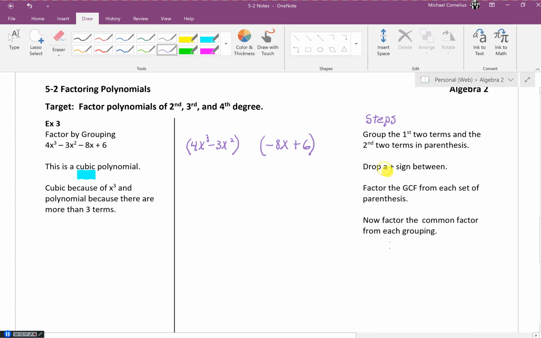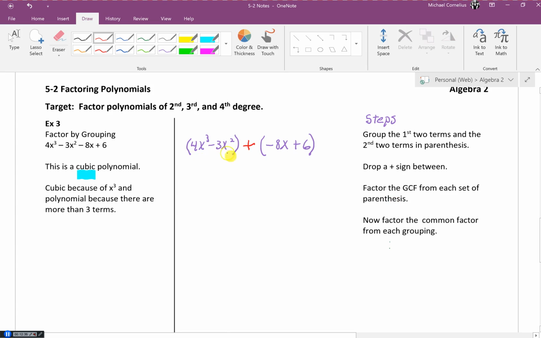My second step says to drop a plus sign in between. So I'll just go ahead and do that right there. That's why I left the space in there. My third step says to factor the greatest common factor from each set of parentheses. That's it. Just take out a GCF.